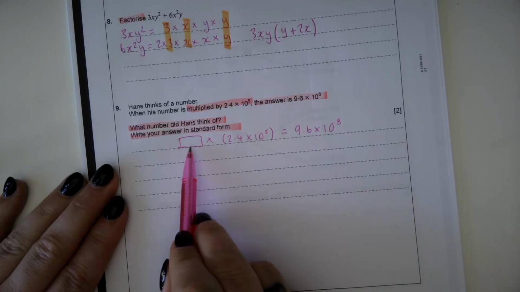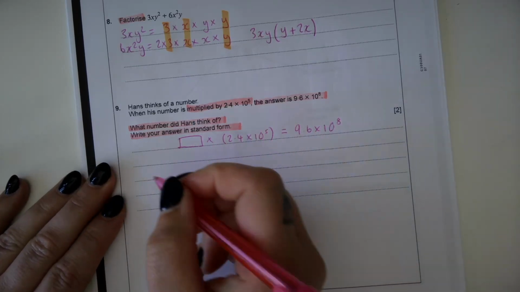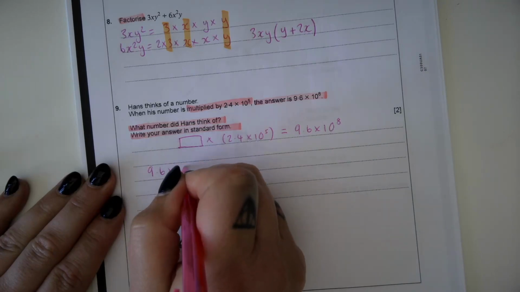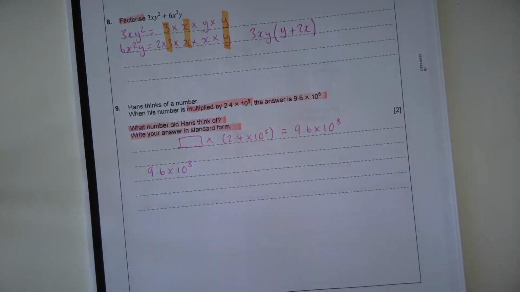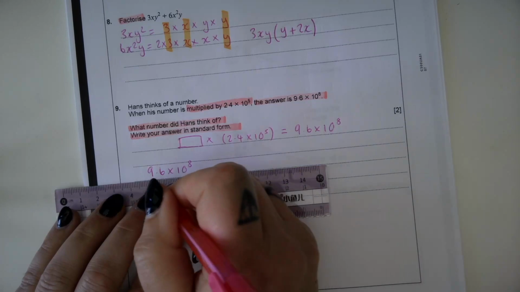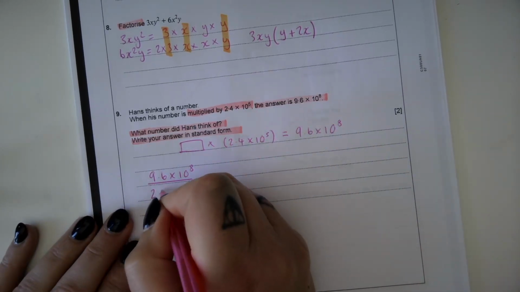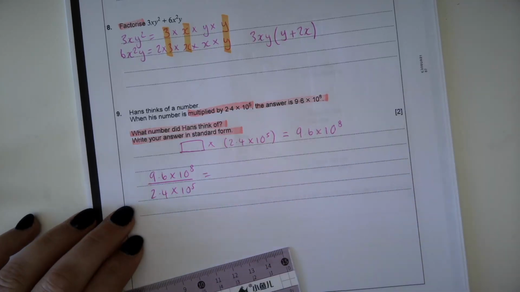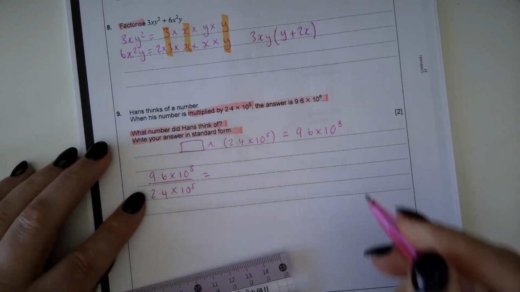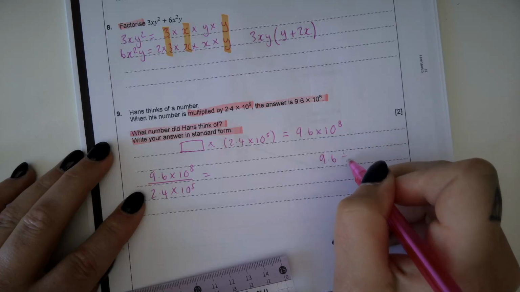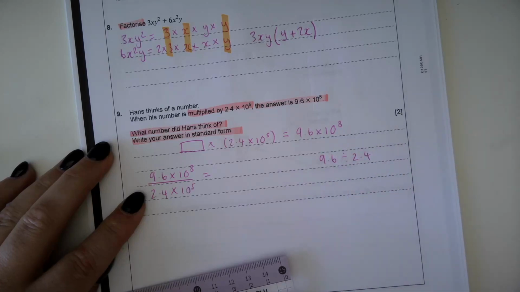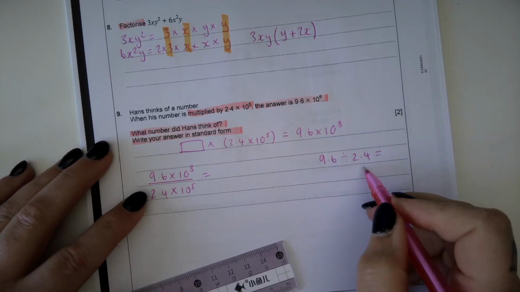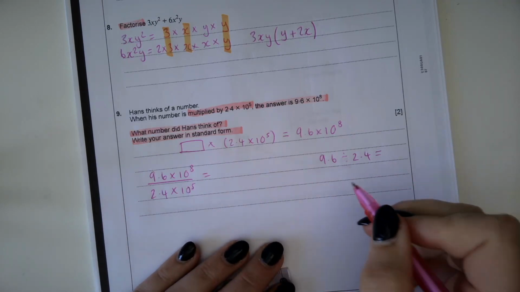So to find this missing value, we're going to do the inverse. So instead of multiplying, we're going to divide. So we're going to do 9.6 times 10 to the power of 8 divided by 2.4 times 10 to the power of 5. So I'm going to take it a step at a time. So I'm going to do 9.6 divided by 2.4 to start off with, okay? And to do that, I'm just going to count up in 2.4s. I think that'll be a little bit easier.